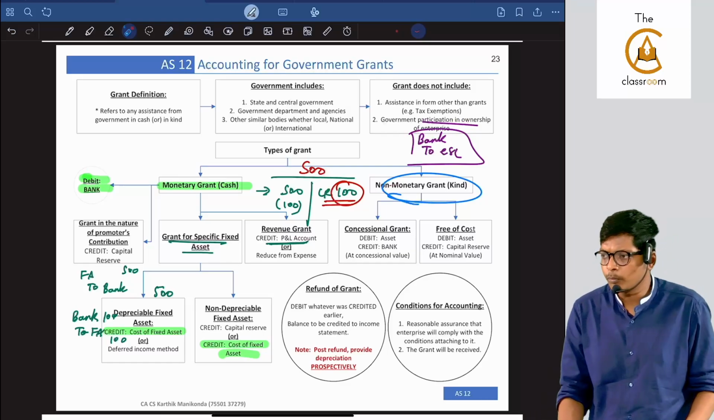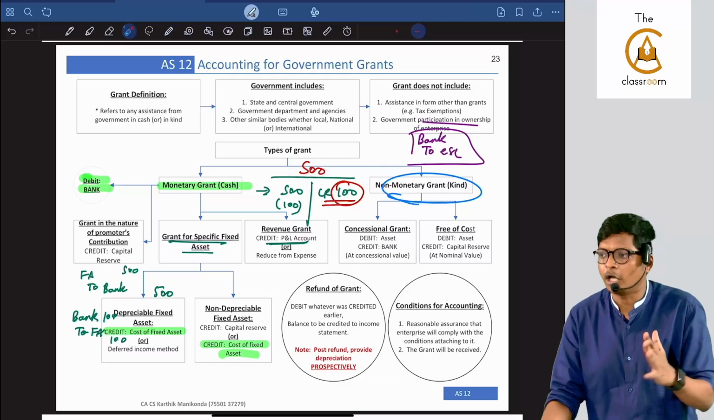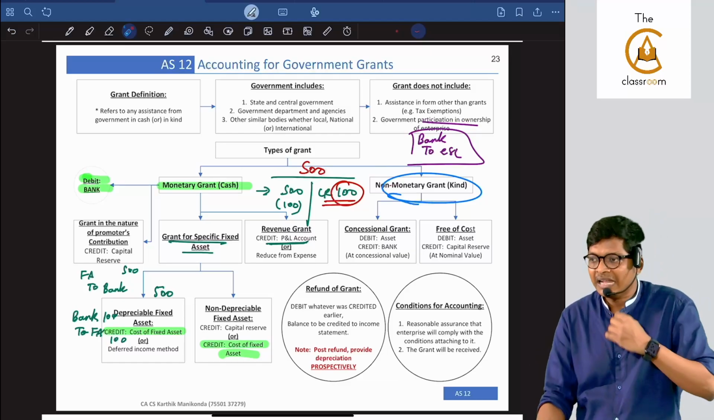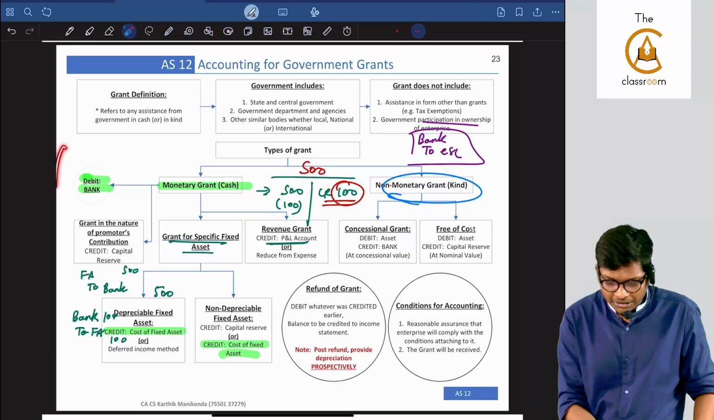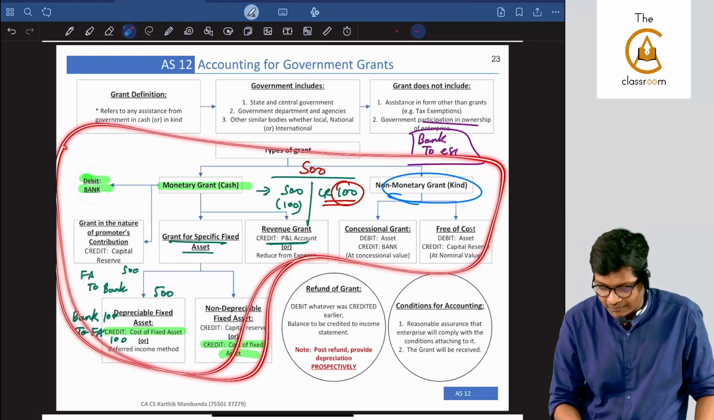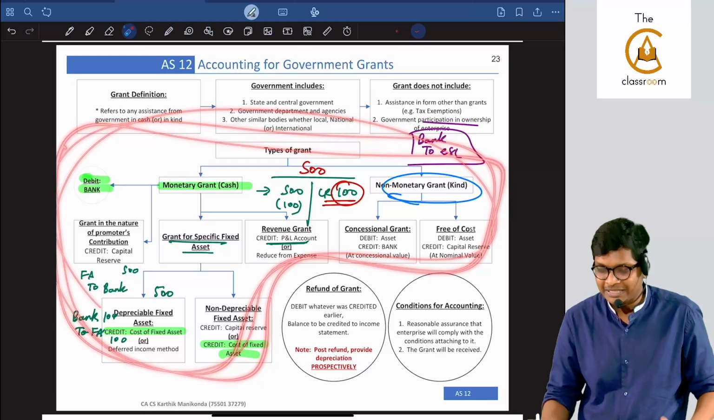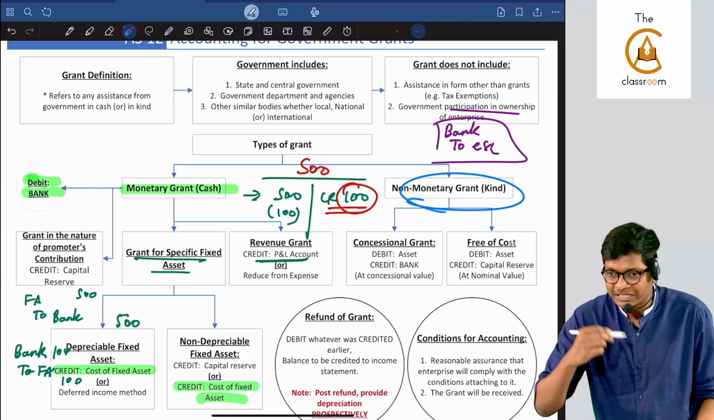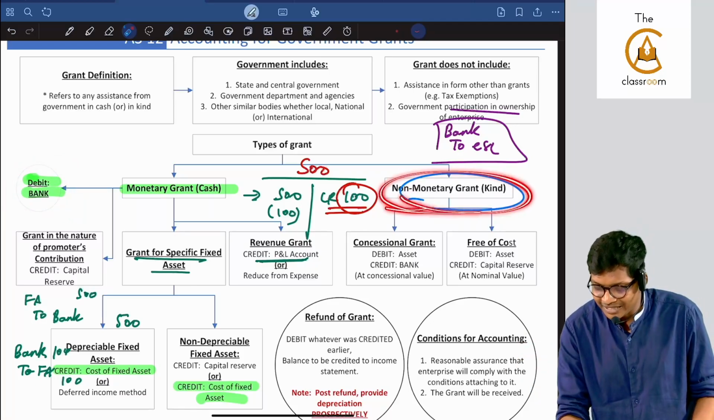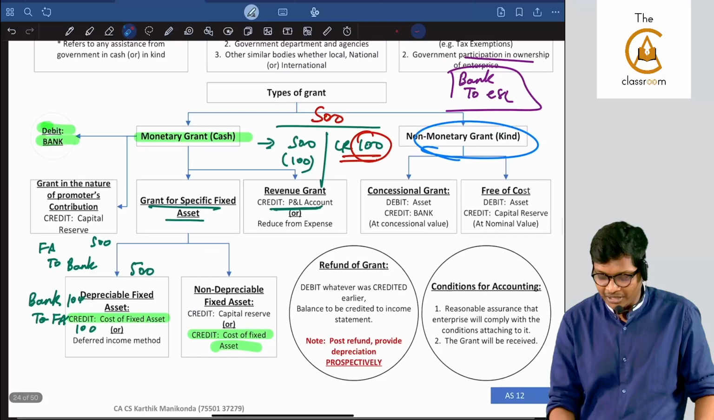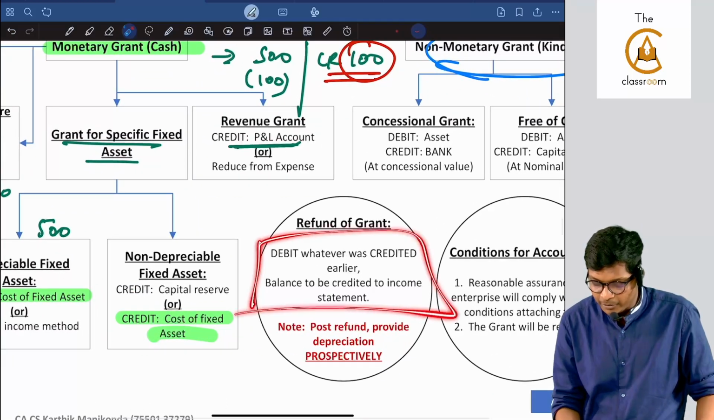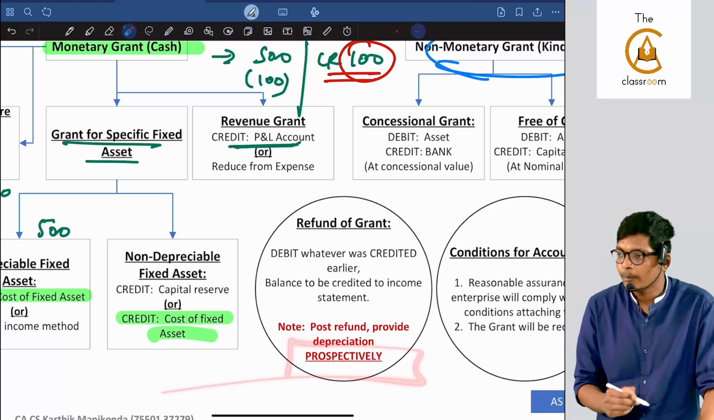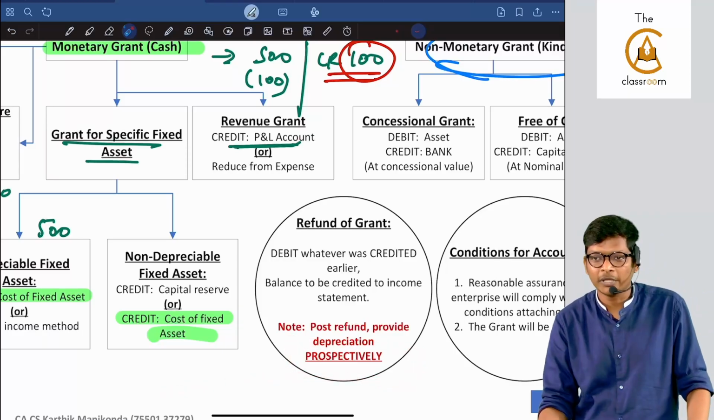One last point is if there is going to be a refund of grant. So I received it in year 1, and I am refunding in year 7 or year 8. If I am going to refund, whatever entry we discussed that you passed, you have to reverse. That means for monetary grant you debited bank, now you will credit bank. For non-monetary you debited asset, now you will credit the particular asset. So refund is simple: debit what was earlier credited, and don't account retrospectively, account only prospectively. Are you guys following? Bishal, understanding?